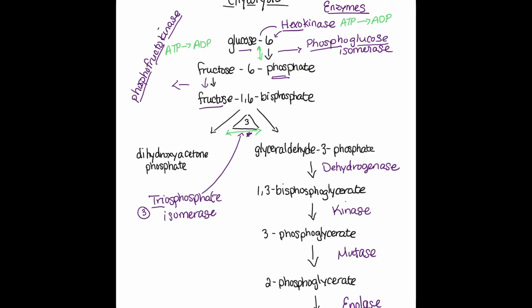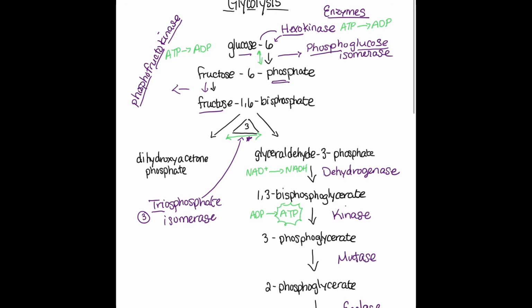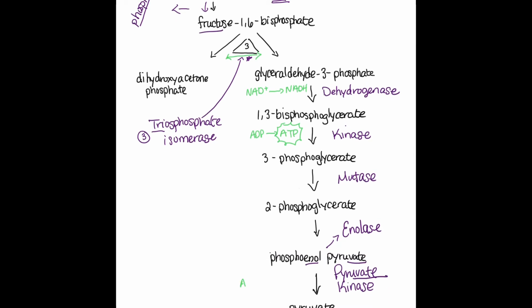Dihydroxyacetone phosphate can convert to glyceraldehyde 3-phosphate, and it can happen in reverse as well. Glyceraldehyde 3-phosphate is then oxidized, transferring 2 hydrogen atoms to NAD+ to form NADH. From 1,3-bisphosphoglycerate to 3-phosphoglycerate, ATP is created. More ATP is created from the high-energy phosphate group from phosphoenol pyruvate.